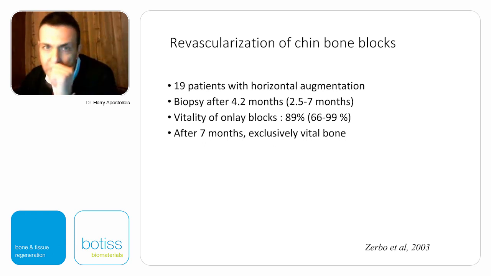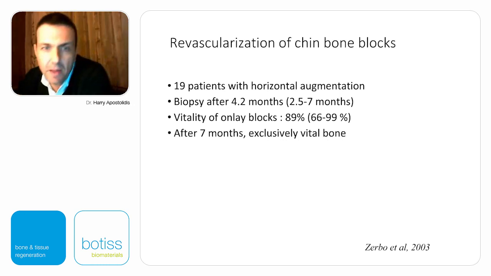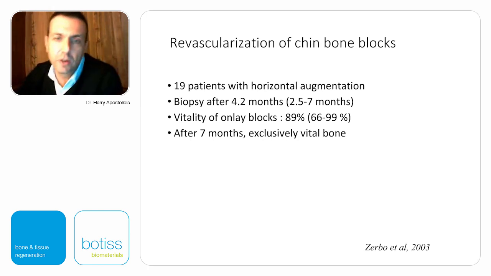Now, this is a study of the revascularization of the chin bone blocks, even better now. 4.2 months mean time, vitality of the only blocks 89%, and after 7 months exclusively vital bone. So we can say probably that the chin bone blocks are probably the best way to reconstruct the alveolus.